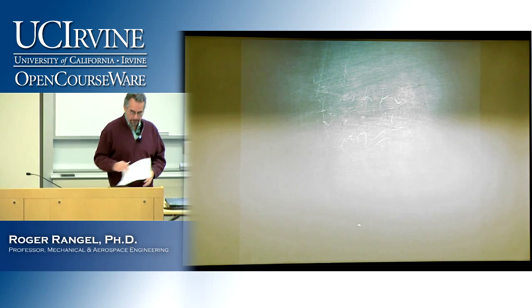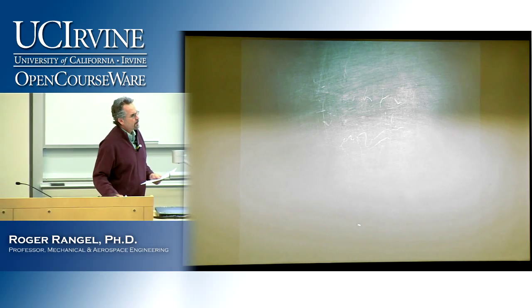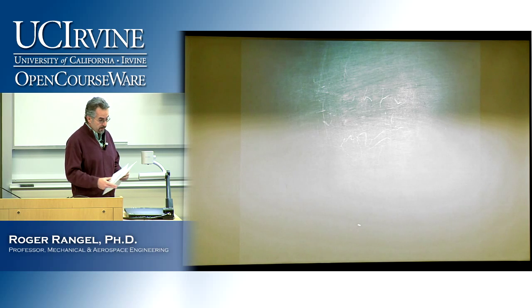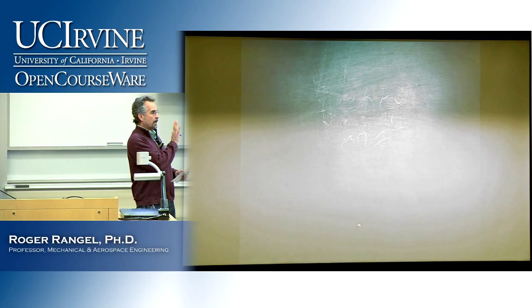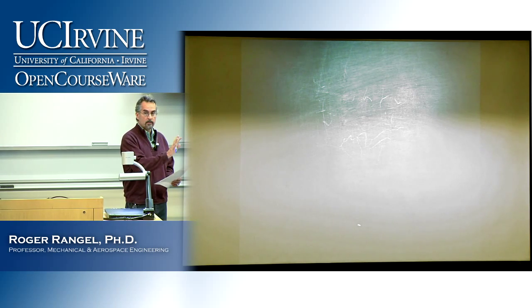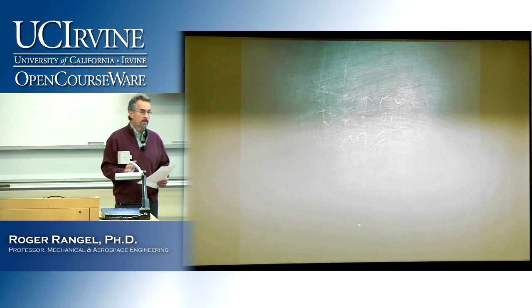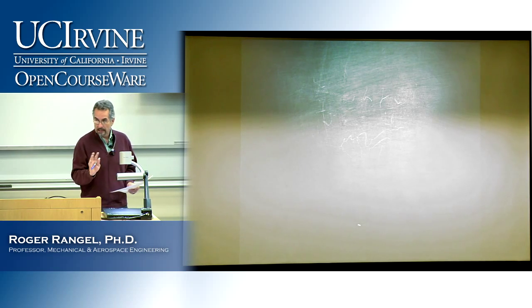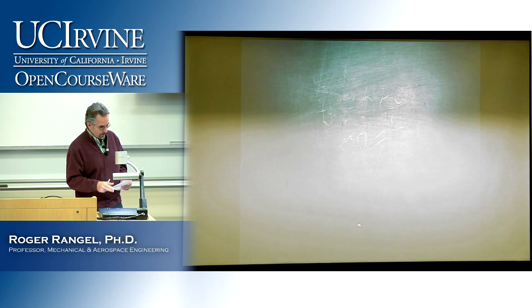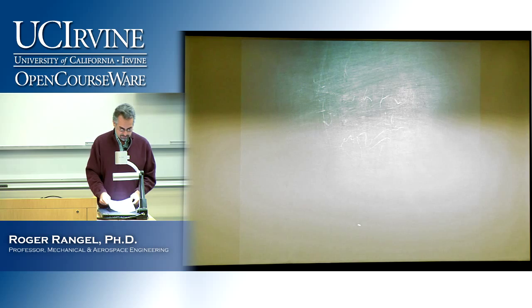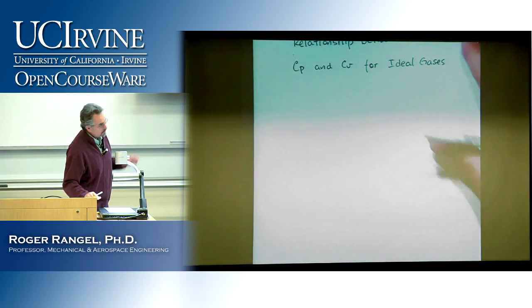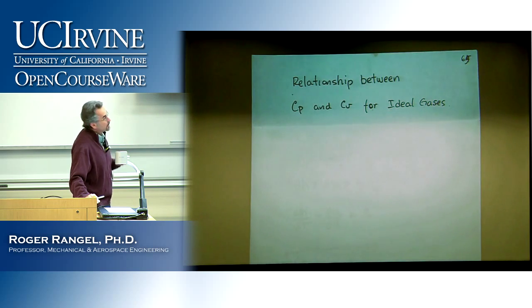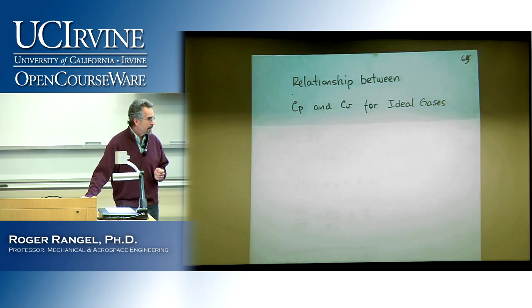Okay, so now what happens between Cp and Cv for an ideal gas? We already saw that for a liquid or a solid, if you assume that the variation in specific volume is very small, they're nearly the same. But we also learned that in general, the specific heat at constant pressure is always larger than the specific heat at constant volume. So what if we try to find a relationship between the two specific heats, C sub P and C sub V, for an ideal gas?